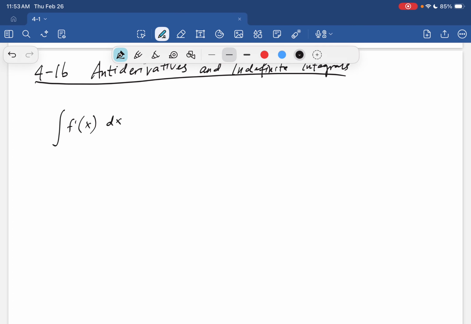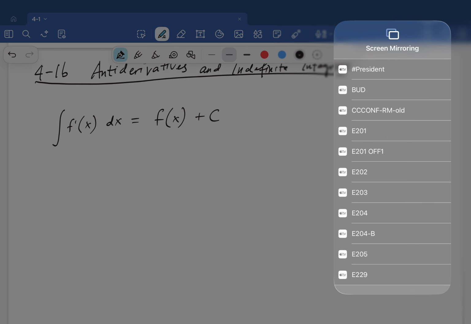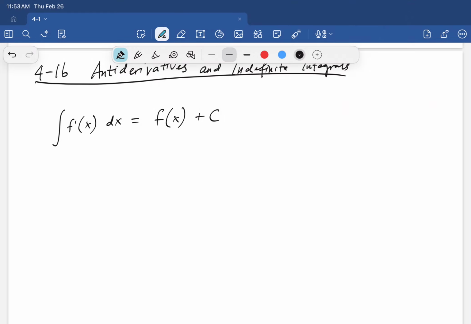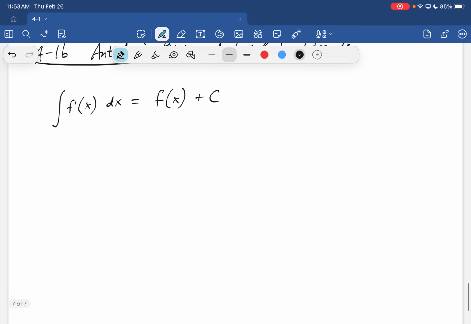An antiderivative is just the opposite of a derivative. And so we've talked about polynomials, like x squared, x cubed. Now let's think about trig functions.